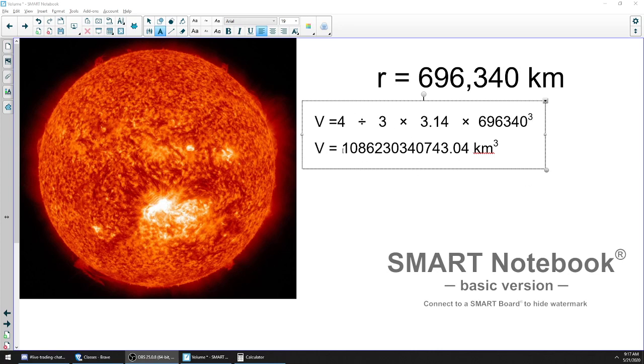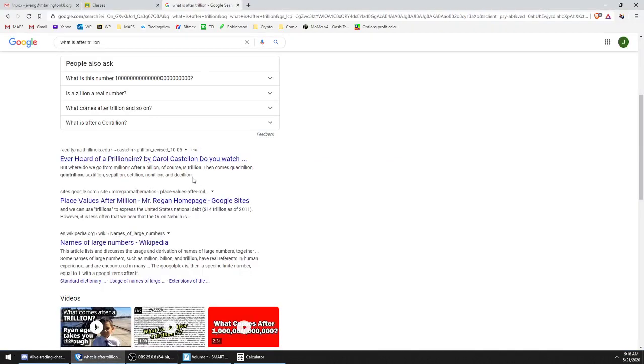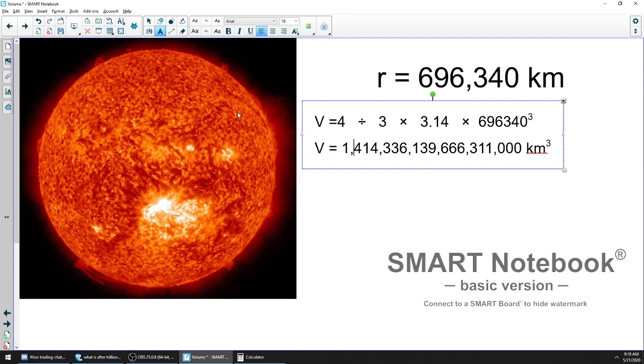So I was able to put it in a calculator. And guess what I found? I can't even tell you this number. It's that big. Look how many commas there are. Thousands, millions, billions, trillions. What's after trillion? So I looked it up. What's after trillion? Quadrillion. So that's how much space the sun takes up. 1.4 quadrillion kilometers cubed.